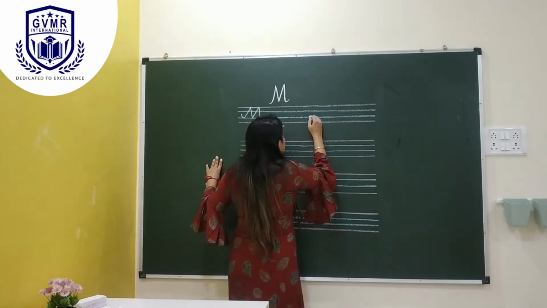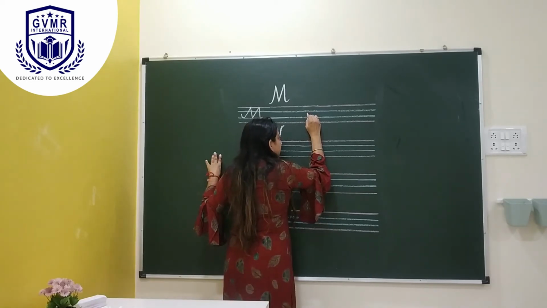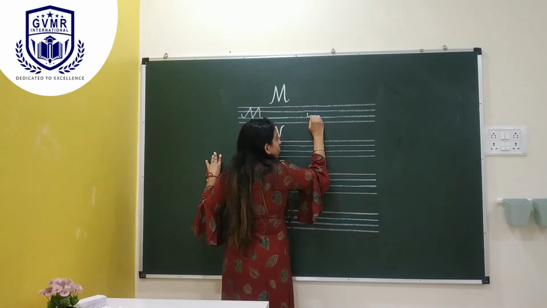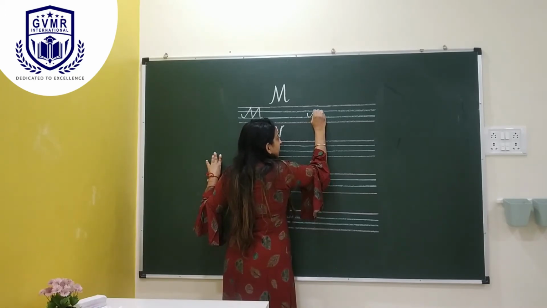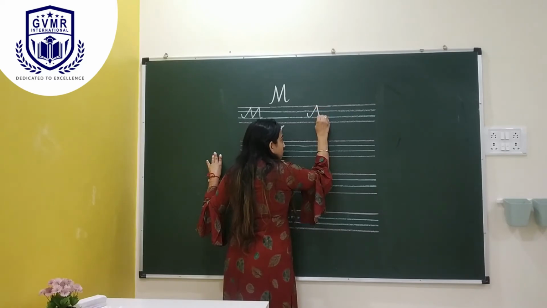Write again. Start below the first blue line. Take a small turn towards right and touch the second blue line. From the second blue line, go up making a slanting line and touch the red line. From the red line, come down making a slanting line and touch the second blue line.